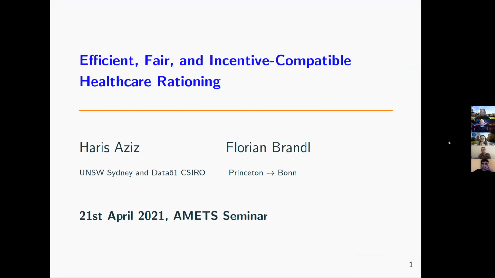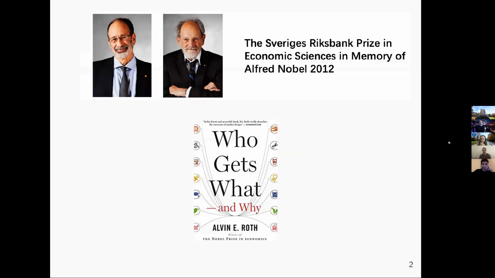Thanks, JC, and thank you for inviting a computer scientist to an econ seminar. So today I'll be reporting on some joint work with Florian Brandl, and this project started last December when Florian was based at Princeton, and just recently he has joined Bonn. So this is very much a market design / resource allocation project, and the fundamental question that we're looking at is who gets what and why. And we'll consider this question in the context of healthcare rationing.